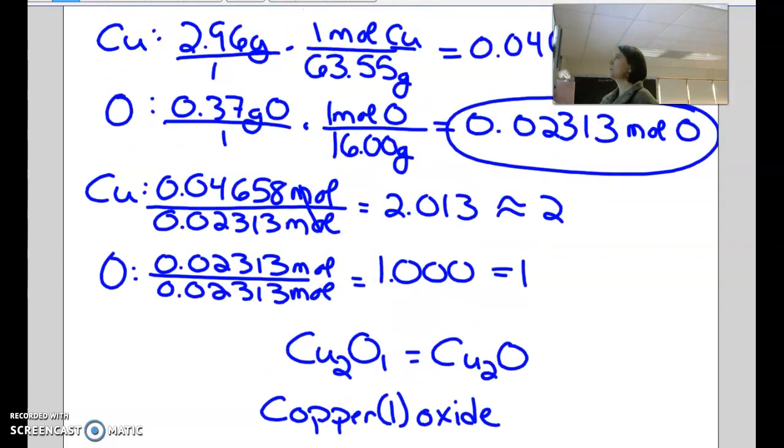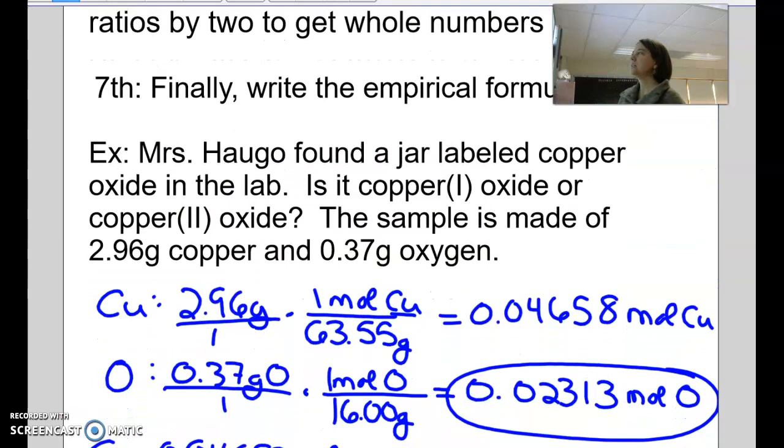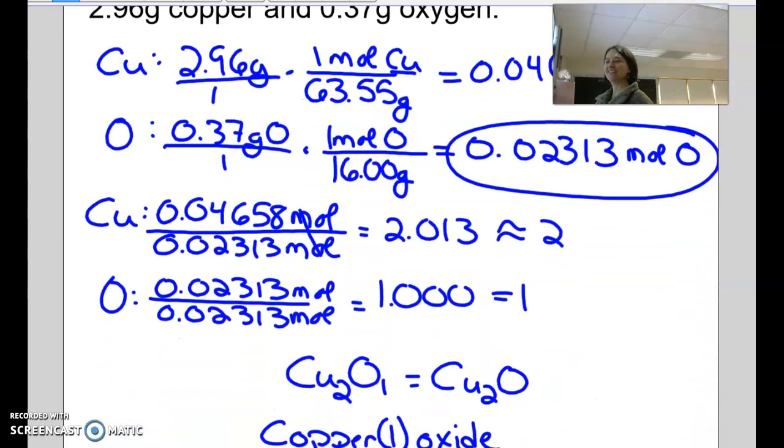Okay. Let's see. Did we answer the question? Is the copper 1 or copper 2 oxide? Yeah, we did. Good job.